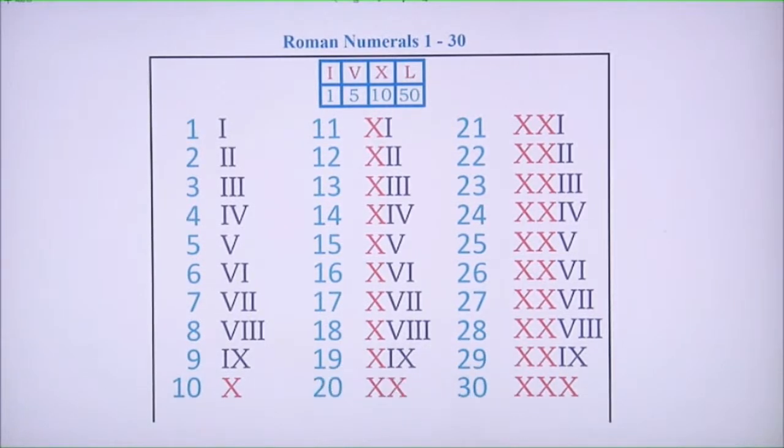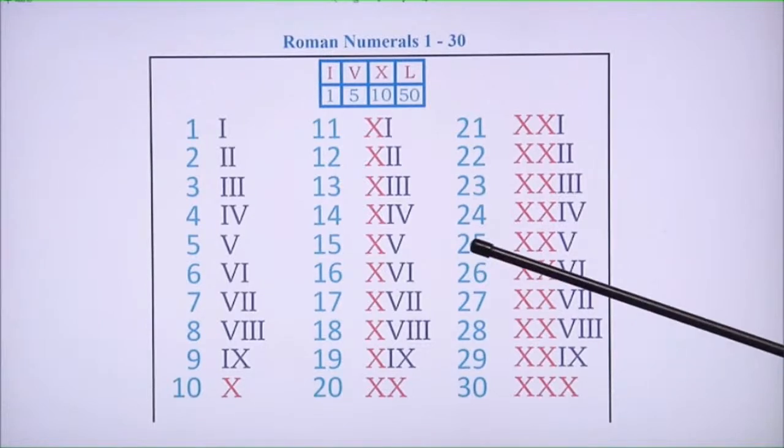Now 20. We have XX. 21, XXI. 22, XXII. 23, XXIII. Immediately we get to 24, we can't repeat the I 4 times. So it has to change. So 24 will give us XXIV. Now, when you come here, we subtract the smaller value from the bigger value, which will give us 4 here. When we add it to the 20, we'll get 24.